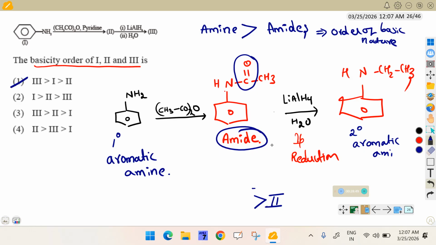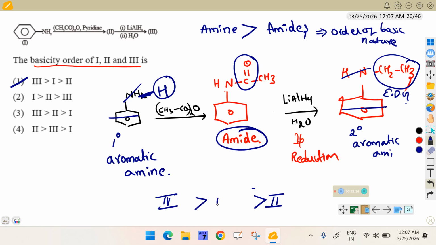Okay, how is 3 more basic? Here, the first structure has a benzene ring, and here also a benzene ring is present. Here NH2 can be written as NHH. Here a hydrogen atom is present. Here an ethyl group is present. Ethyl group acts as an electron donating group. Electron donating group increases the basic nature. So 3 is greater than 1 greater than 2.